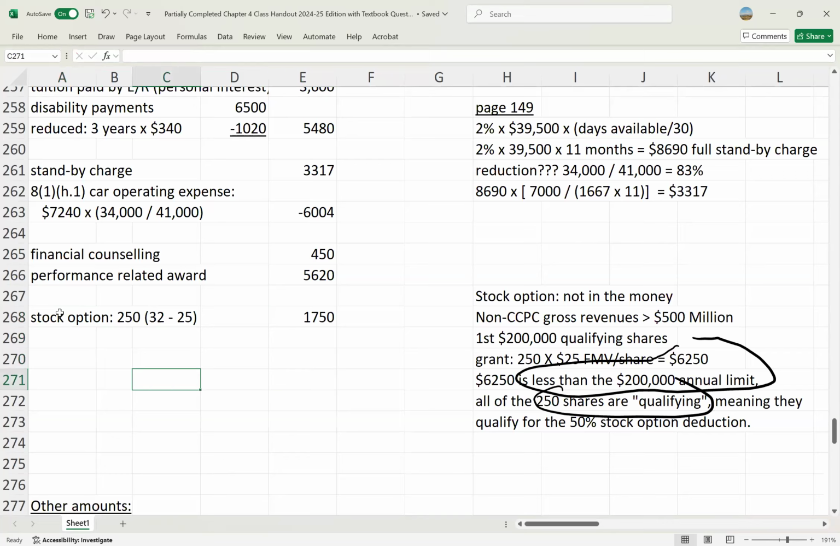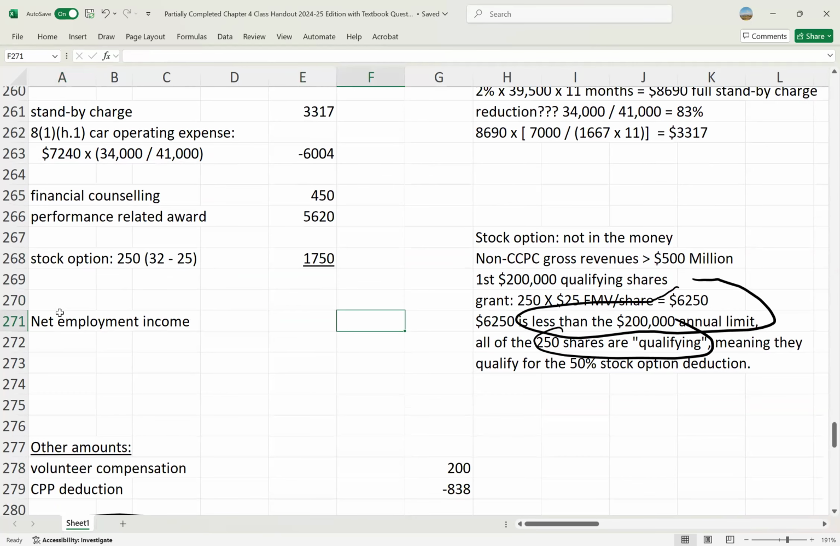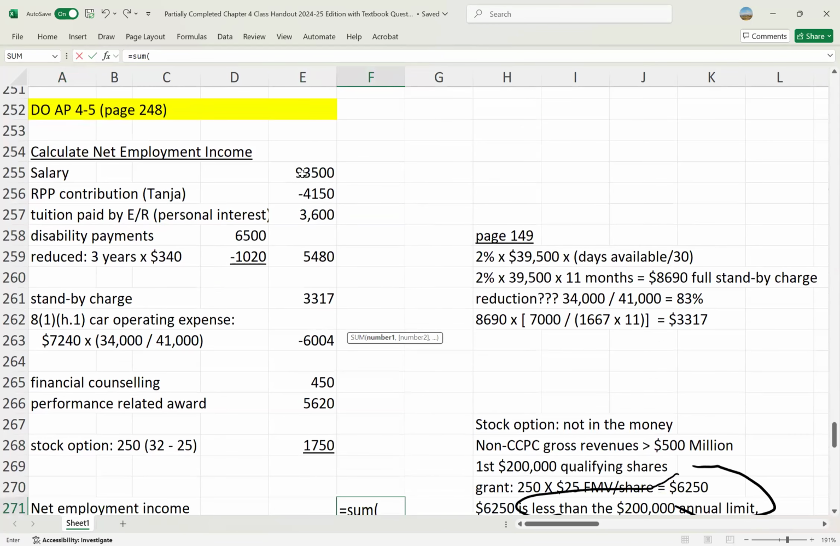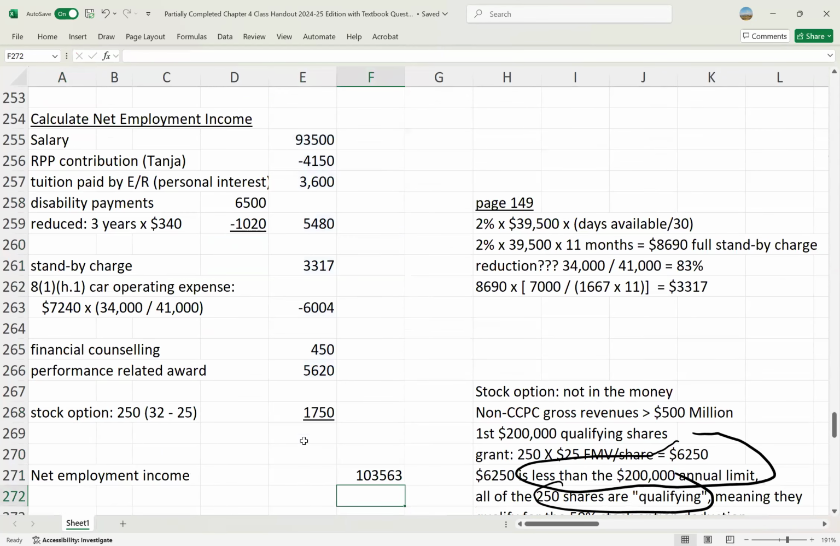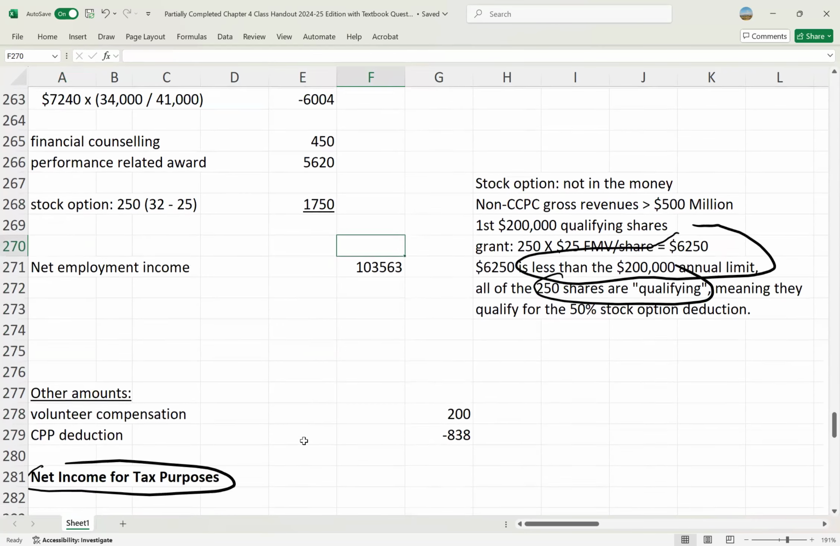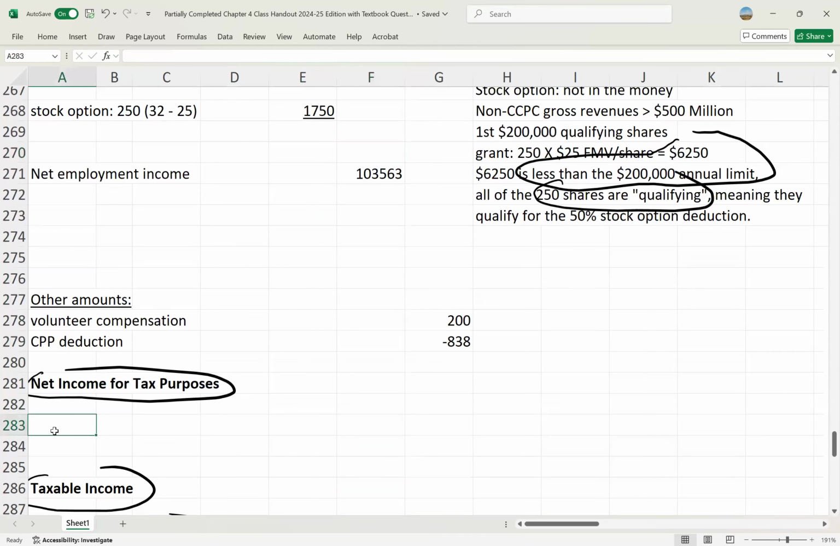So we know that this is the last amount in the question. So her net employment income is basically going to be the total of all these amounts here. So where we left this here. So her net employment income is 103,563. But related to that stock option, she's going to get a deduction here when calculating taxable income.